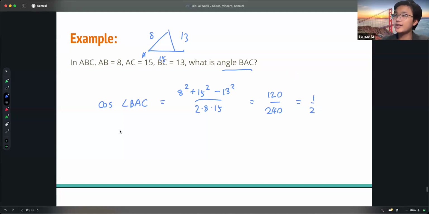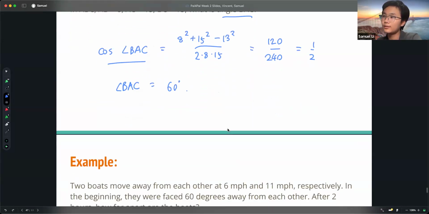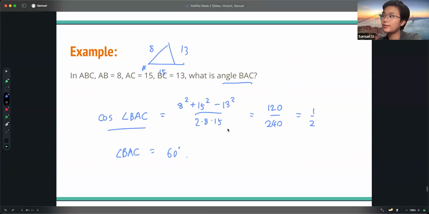Oh, so this is actually a special angle. So angle BAC is just equal to the angle that makes cosine of theta equal to half, which is just 60 degrees. Of course, if this was an uglier fraction, you would just write arc cosine or cosine inverse of the uglier thing. But in this case, it turns out nice, so we don't need to do that. So that's something.